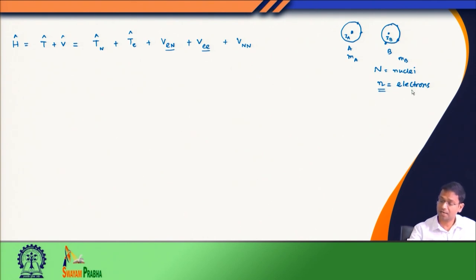So, we have to write this keeping this in mind: when writing the interaction between electron and nucleus or electron and electron, we have to make sure that each electron is interacting with all the nuclei present in the system. So let us write down the kinetic energy of the nucleus. Since we have capital N number of nuclei, I will try to write it in atomic units.